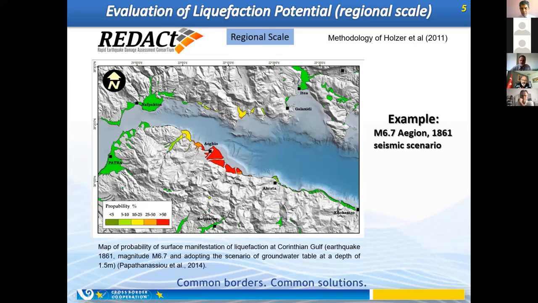Wherever you see the green is less than 10% probability of surficial manifestation of liquefaction. And the red, which is around the Aegion area, is more than 50% probability of occurrence, which means more likely liquefaction. This is the kind of output that we will have by this methodology.